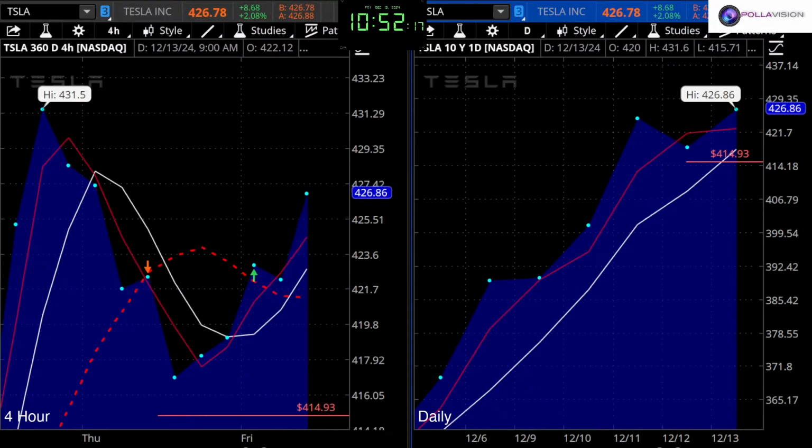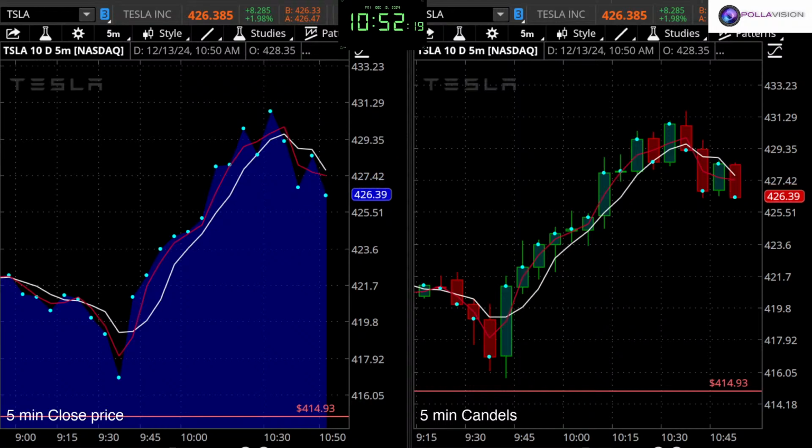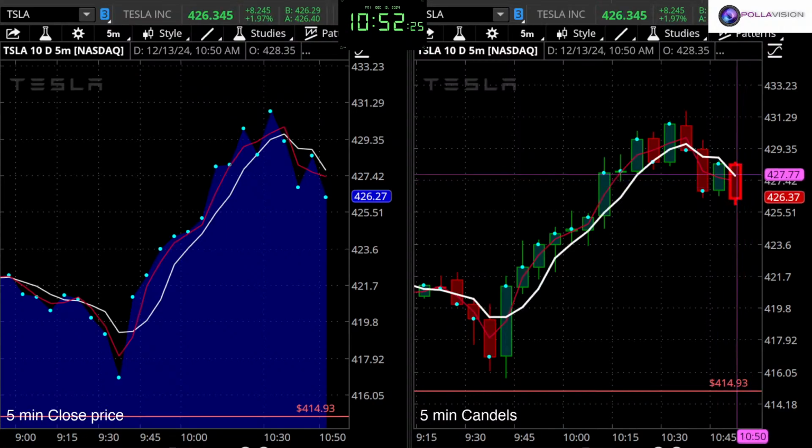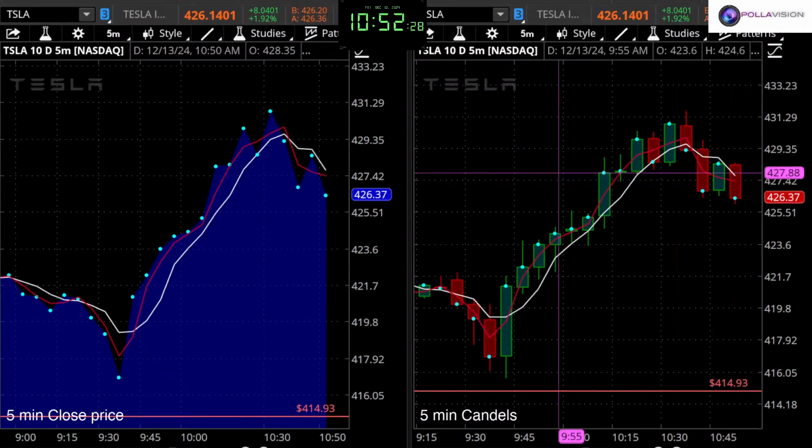Let's look at a 5-minute chart again, and we can see what's going to happen. So right here, we had the inside, then we went up. We'll zoom in.